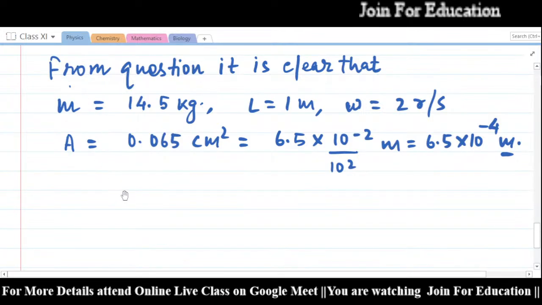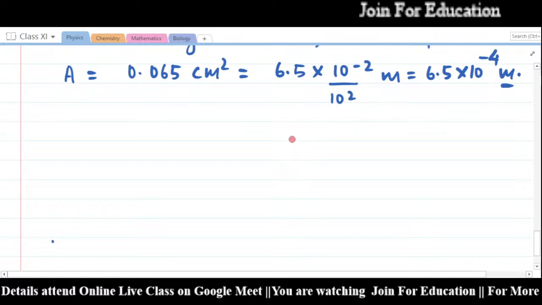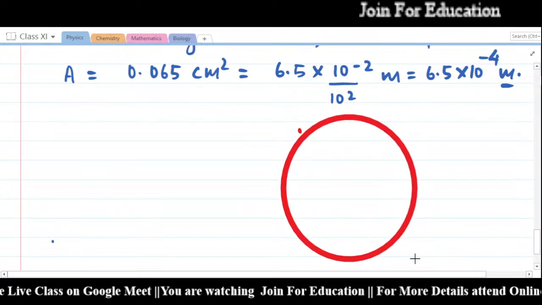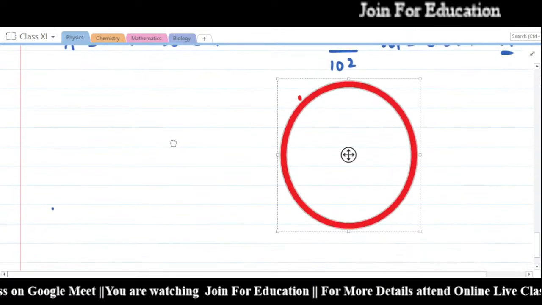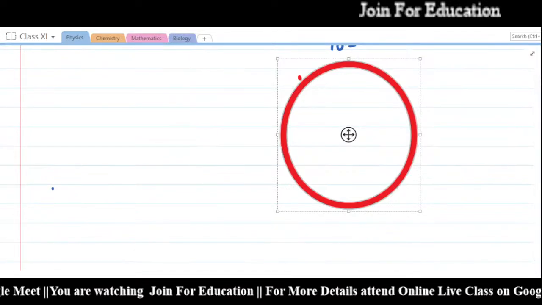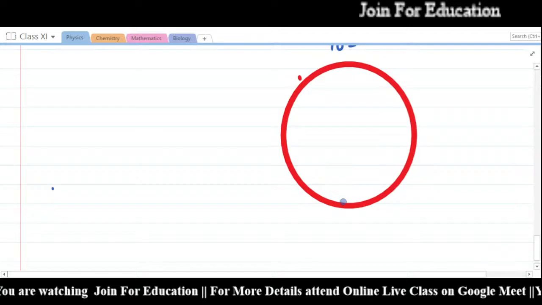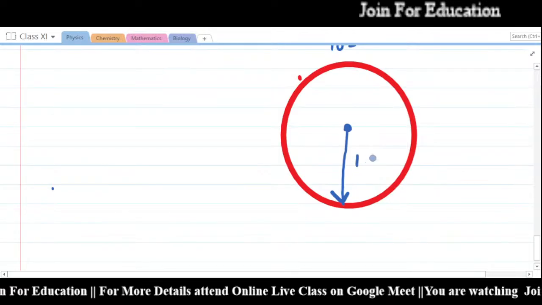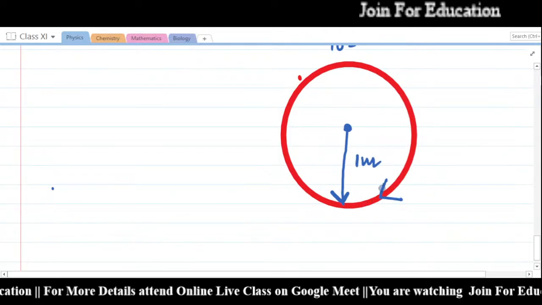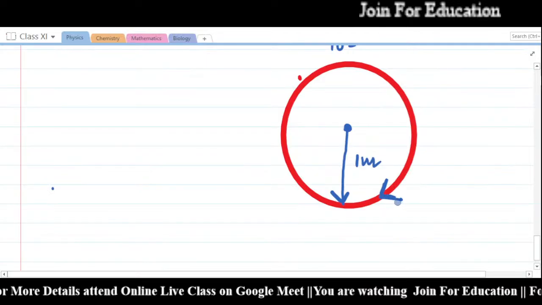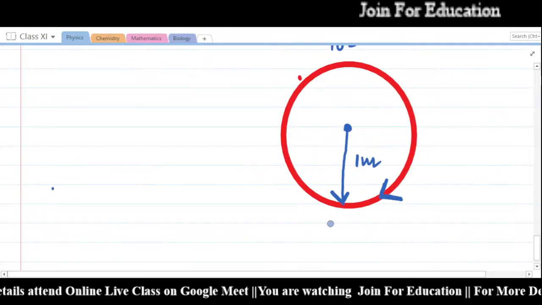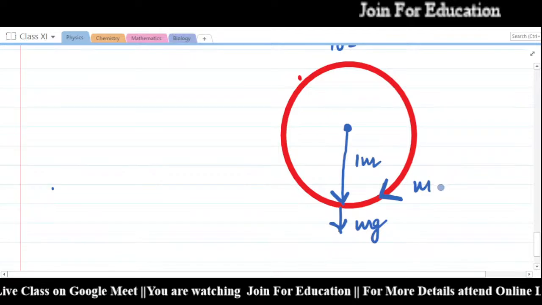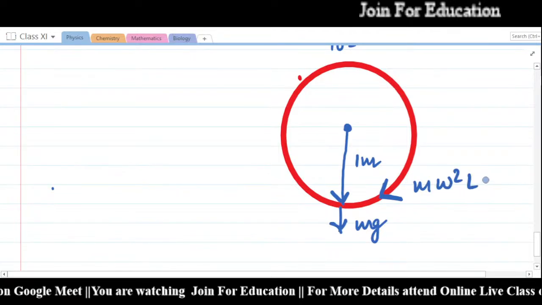Let's draw the relevant figure. So the relevant figure will be, let's see, this is the circular path. In this circular path, at the bottom, the length of the steel wire is 1 meter. This is the centripetal force, and here the gravitational force. So this is mg, and this one will be m omega square L.